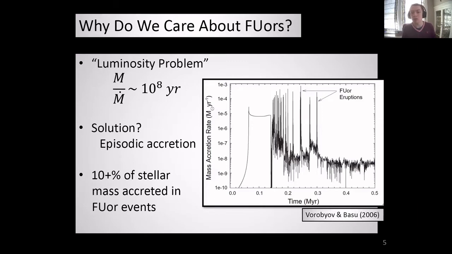And the potential solution is episodic accretion, where an object accretes a whole bunch of mass all at once, as in the FUor object. And you can see here, these spikes in the mass accretion rate, these are all FUor events. So it is thought that young stellar objects undergo multiple large accretion events or multiple FUor eruptions. And it's also thought that 10% or more of a low mass star's total mass can be created in these FUor eruptions.